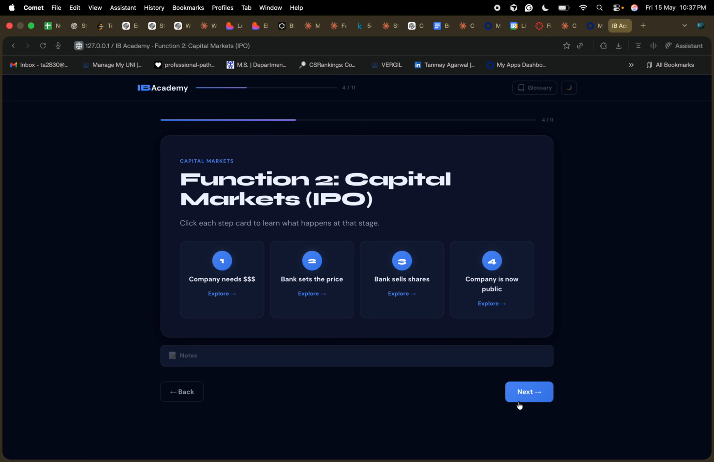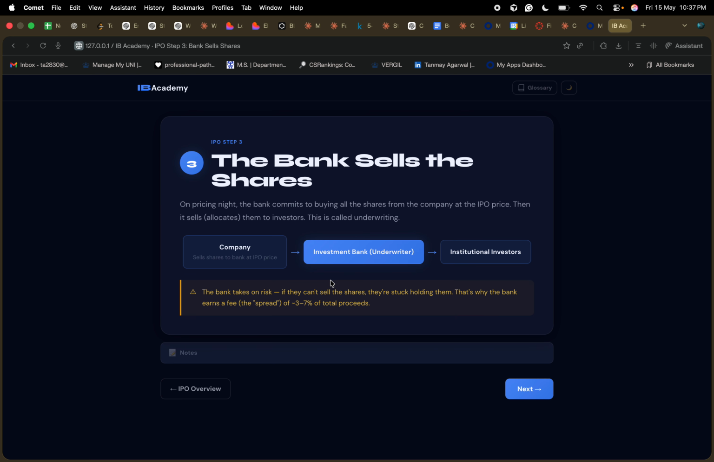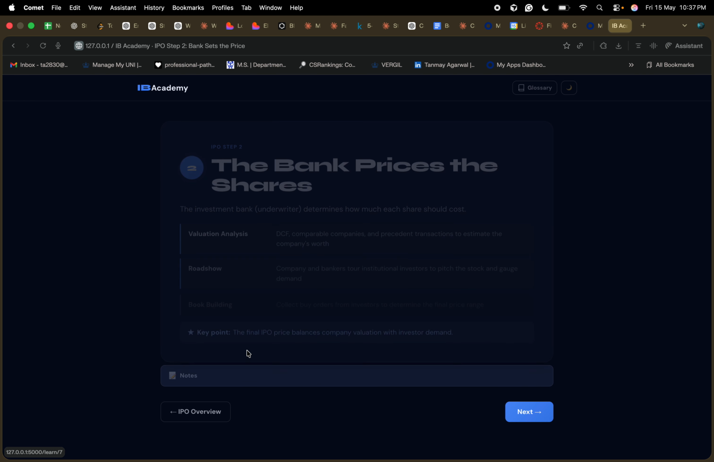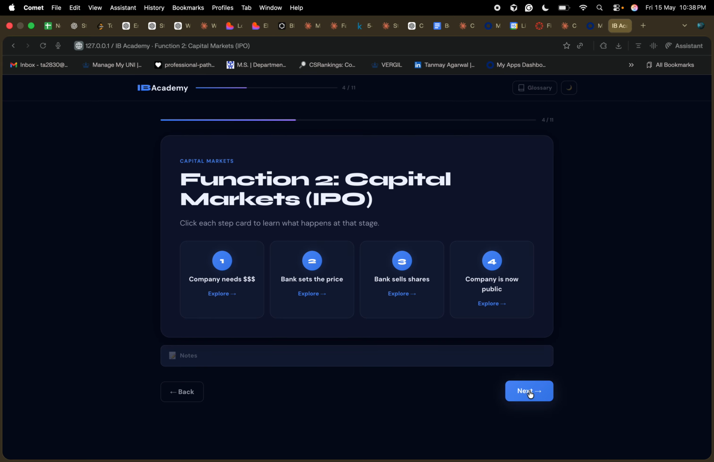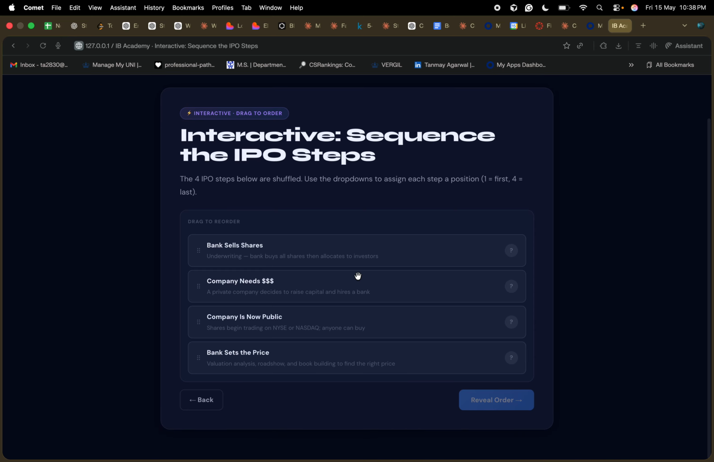So moving on to the next slide, it shows the capital markets: company needs dollar money, bank sets price, bank sells shares. We can explore more about each and every topic over here, whatever we need more info about. At the same time, we can also write notes to remember stuff that we are learning. And here comes another quiz, again a reordering and drag and drop thing. And as you can see, all of the numbers are changing accordingly.